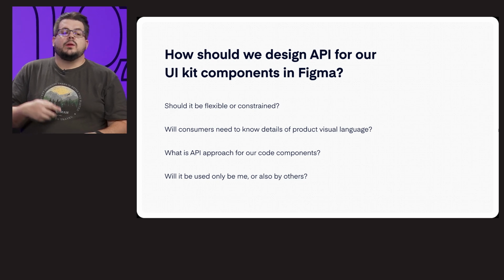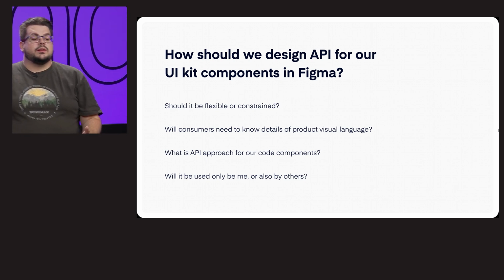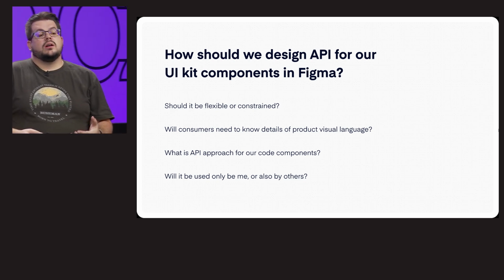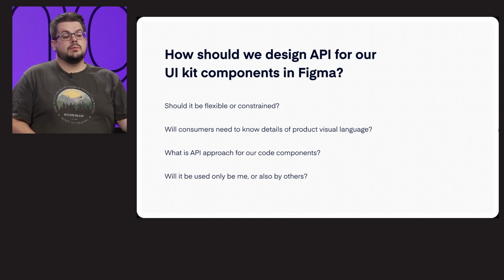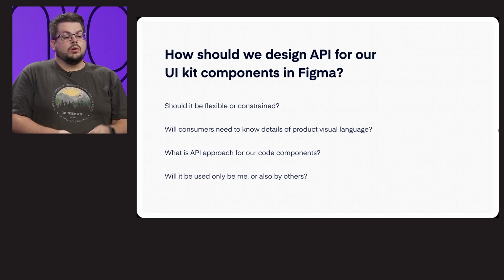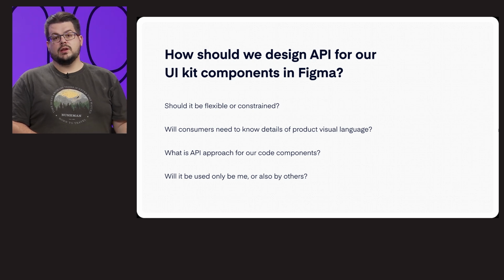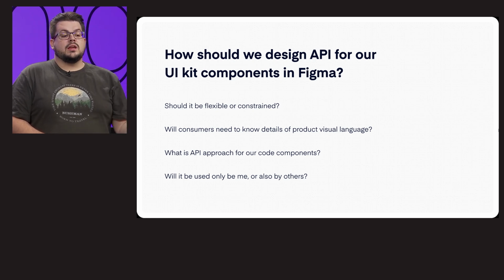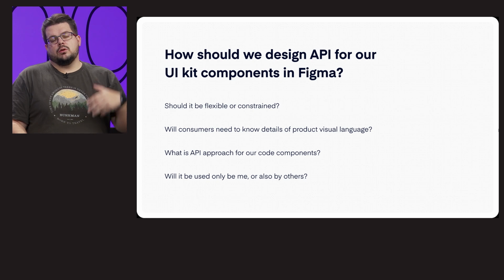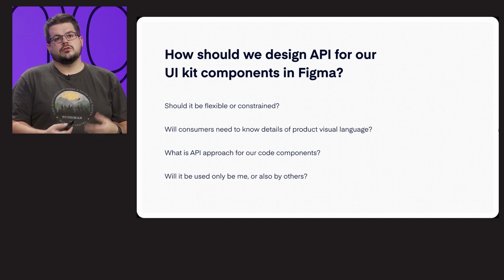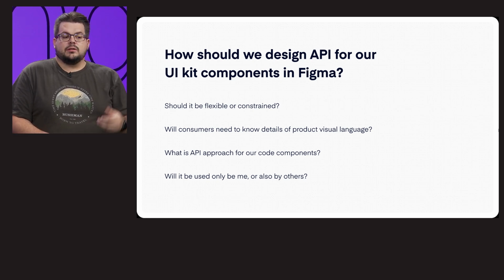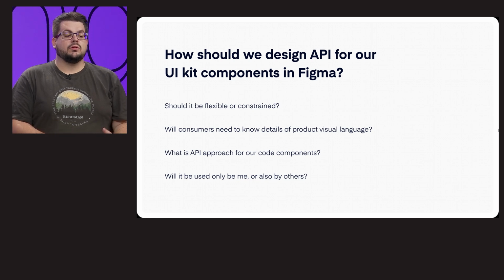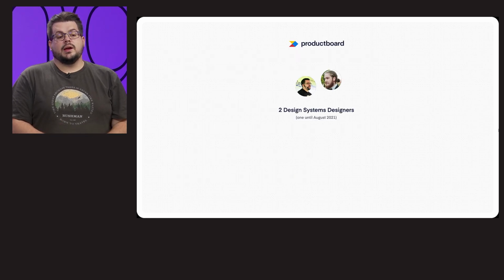So when we are designing an API for components, there are a few questions we should ask, like, should it be flexible or constrained? Will consumers need to know details of the product's visual language? What is an API approach for our code components? Because it can also affect how we structure our components in Figma. And most importantly, will it be used only by me or also by others?